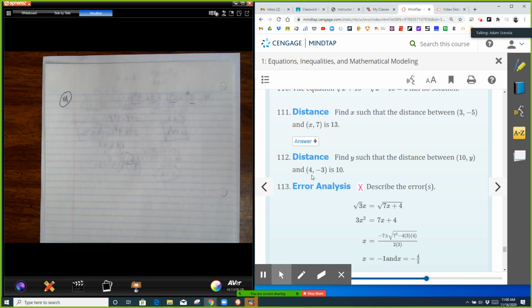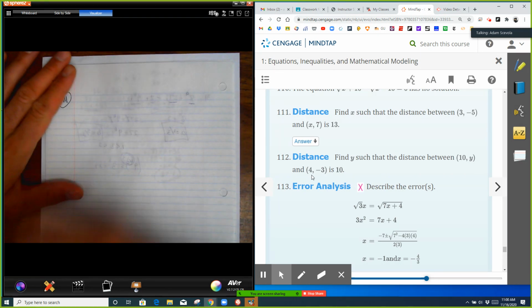All right, number 111 here is a throwback to geometry. It's a distance formula question. It says find x such that the distance between (3, -5) and (x, 7) is 13. All right, so before we do the algebra, let's sketch a little picture and see if this makes sense.